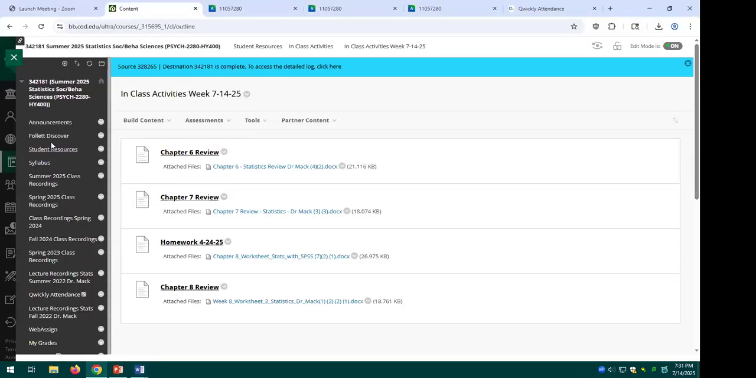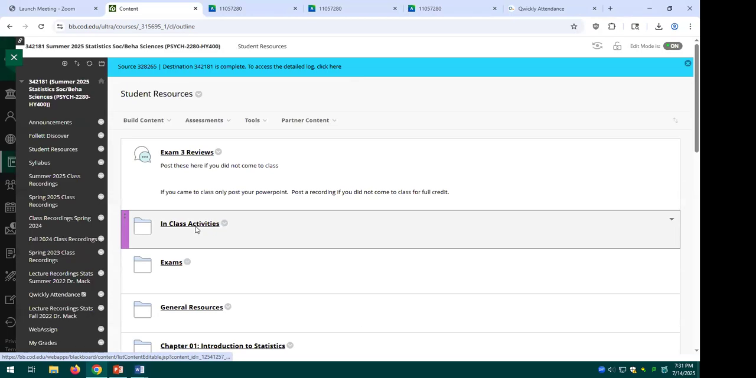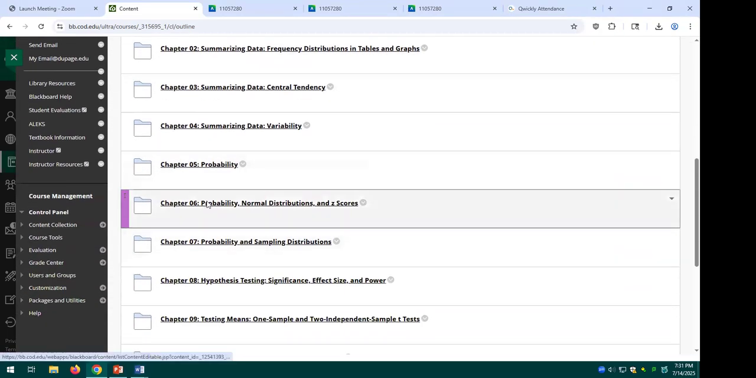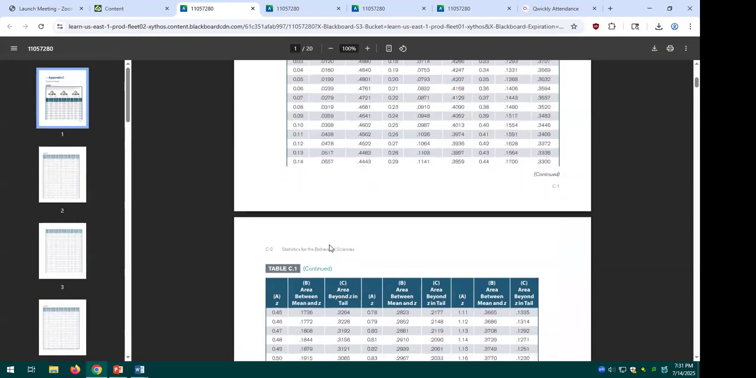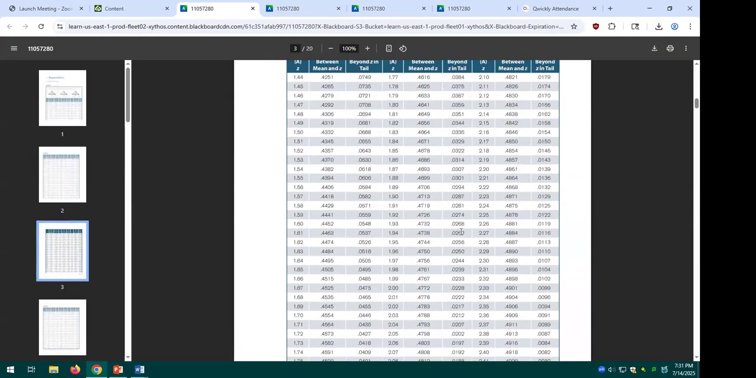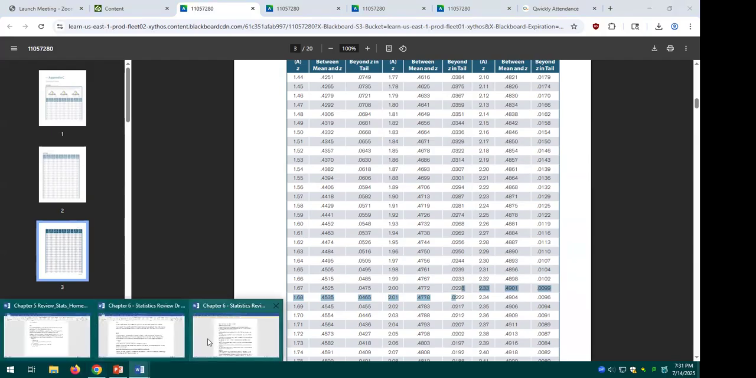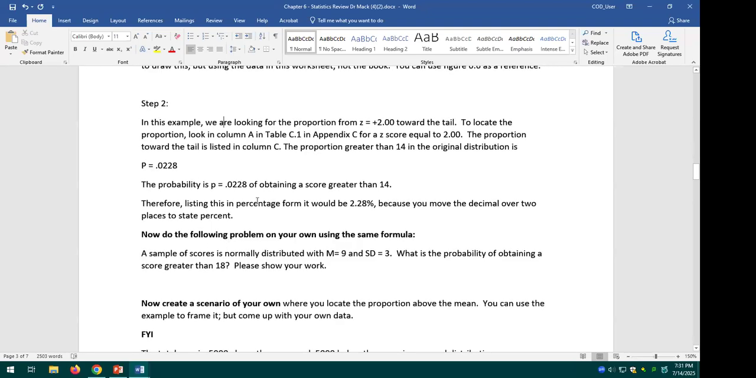We go back into our student resources, chapter 6, helpful z-score table. We're going to find 2 right here beyond the tail, 0.0228. That's where they came from. So the probability is 0.0228 of obtaining a score greater than 14. Therefore, listing this as a percentage would be 2.28%, because you move the decimal over 2 places to say the percent.